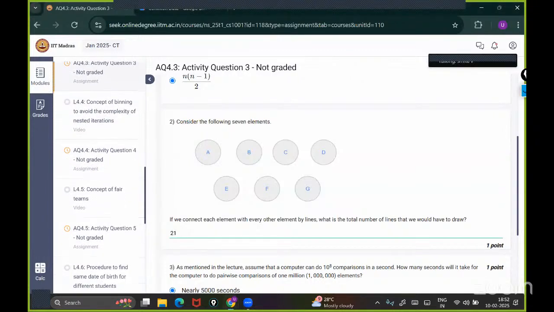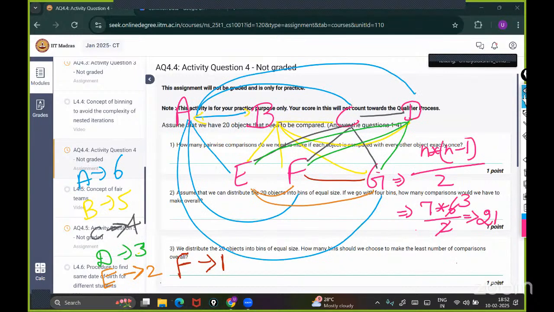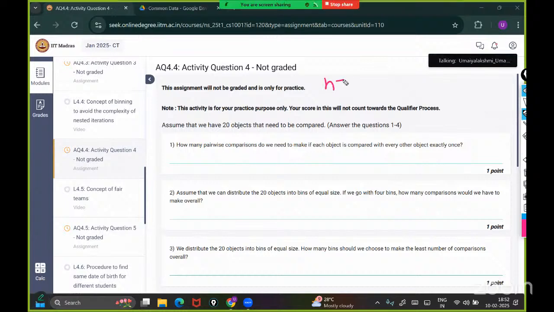Okay, everybody, is this clear? Great. So now moving on to 4.4. They have mentioned that we have 20 objects, so the n value is 20. Now, how many pairwise comparisons do we need to make if each object is compared exactly once? Which means we need n into n minus 1 by 2.